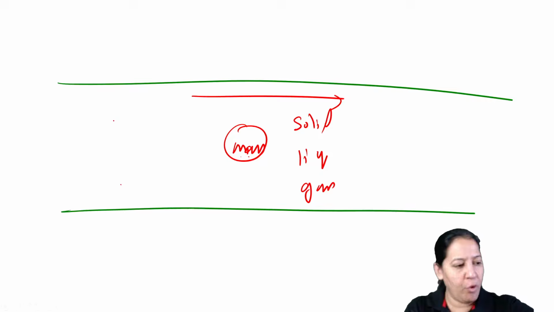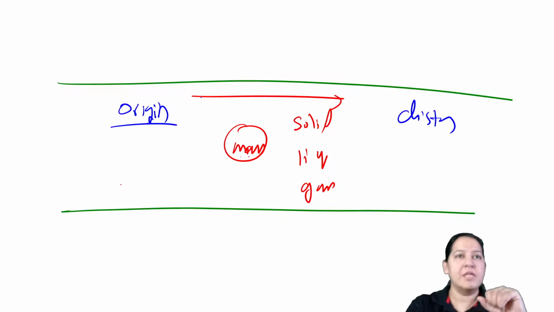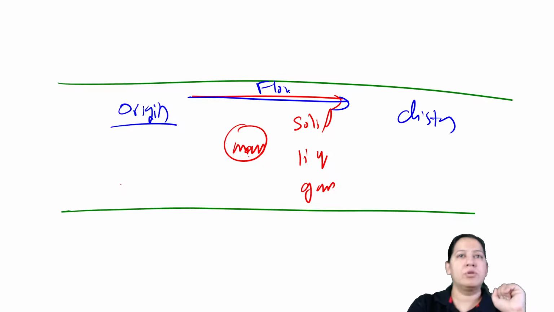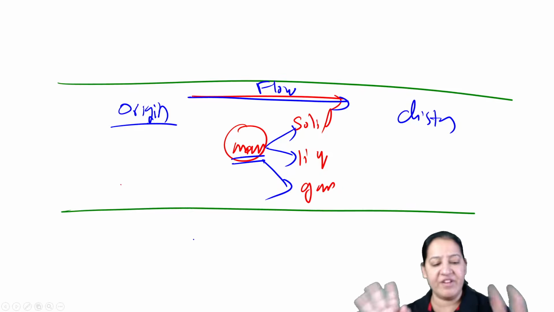So this is the point of origin. It is not causing disease at the point of origin. The embolus is not causing the disease. It is causing disease at some distant point. It is moving with the flow of the blood. So this is known as an embolus. It can be solid, it can be liquid, it can be gas. So that is the definition of embolus.